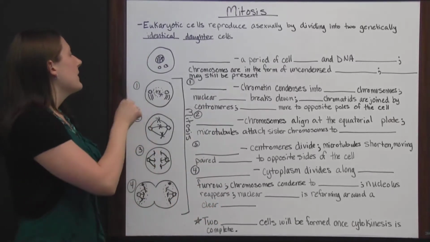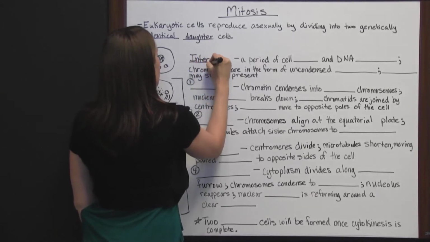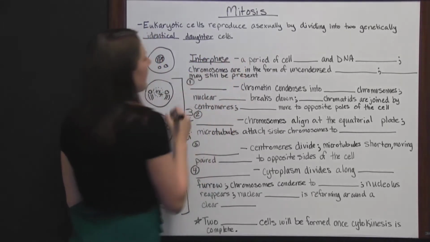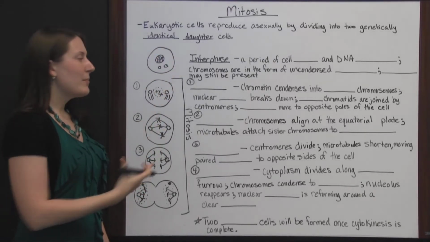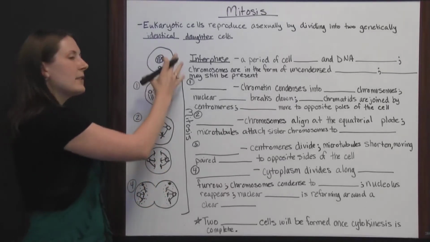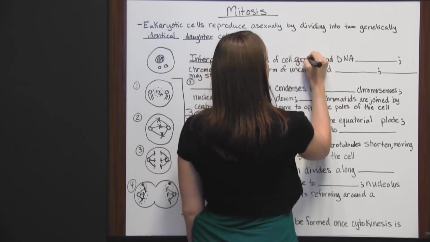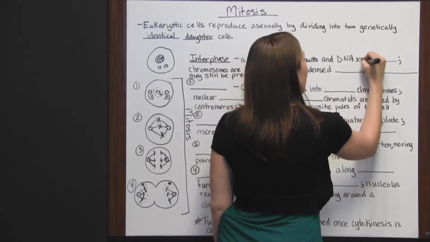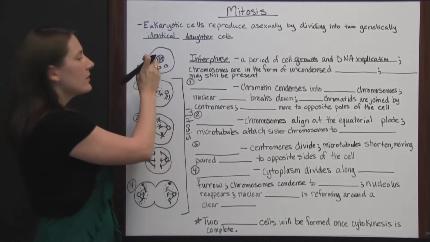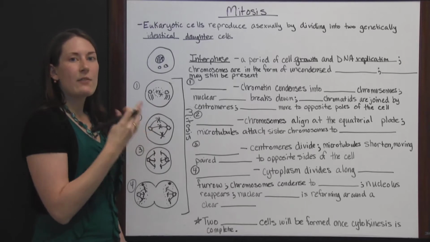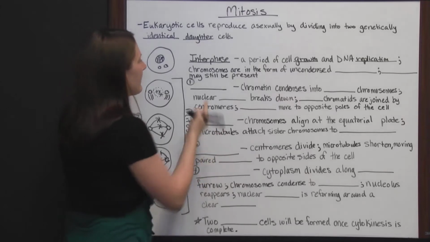So let's look. This first phase is called interphase, and it's not really considered a part of mitosis, but it's usually discussed with mitosis because it happens at the beginning right before mitosis happens. It's the build-up to mitosis. It's a period of cell growth and DNA replication. So the cell gets a little bigger, the nucleus gets a little bigger, the DNA replicates, so there's more of it for the mitosis that's about to happen.